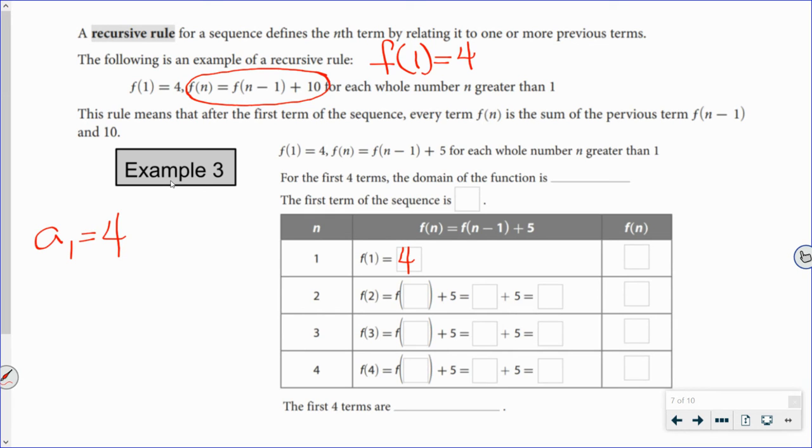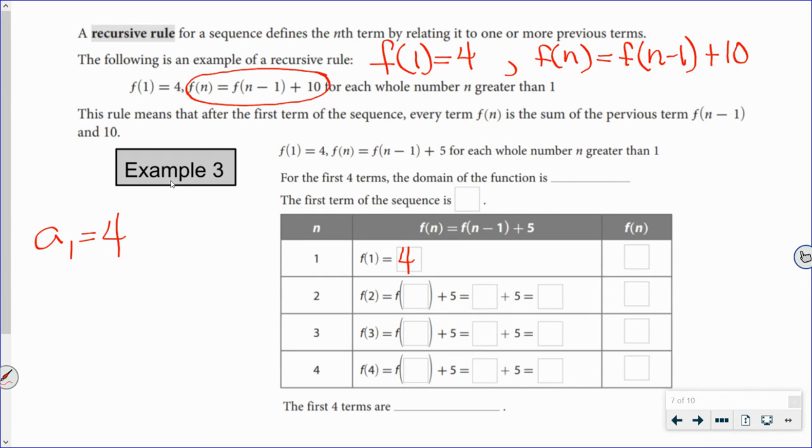Okay, and check it out. That recursive rule is f of n. I told you what the first term is. F of n is going to equal the function of n minus 1. What that means, f of n minus 1, means the previous term. Let me show you how that works in just a second, okay?